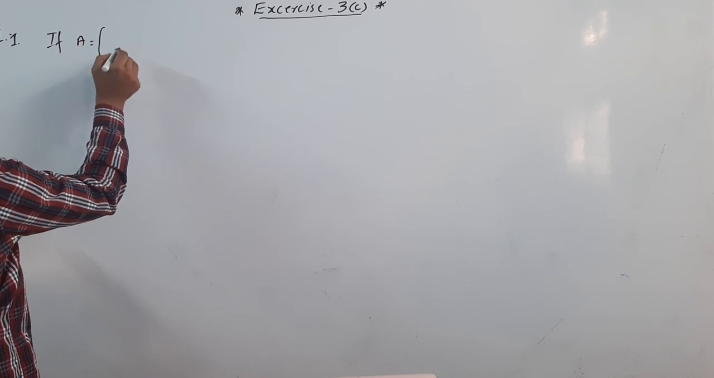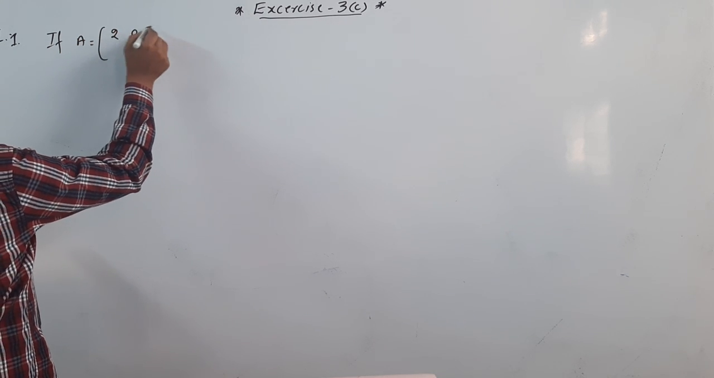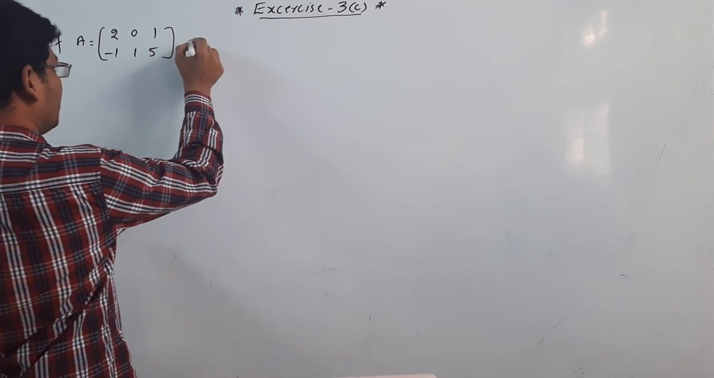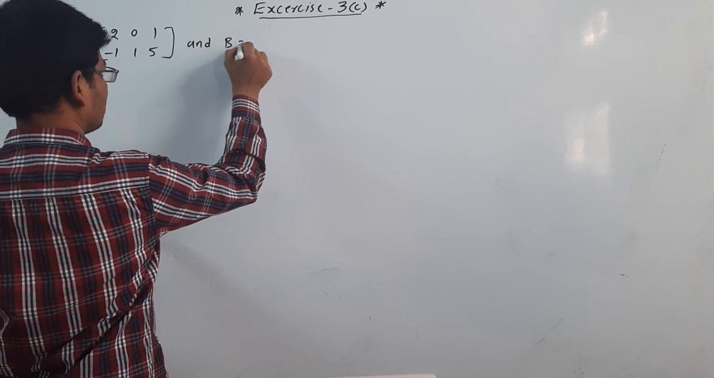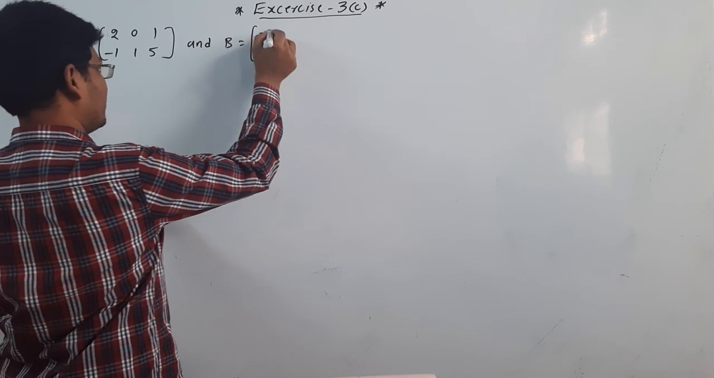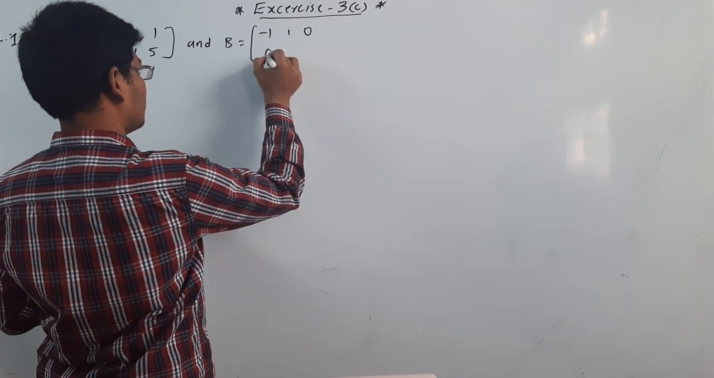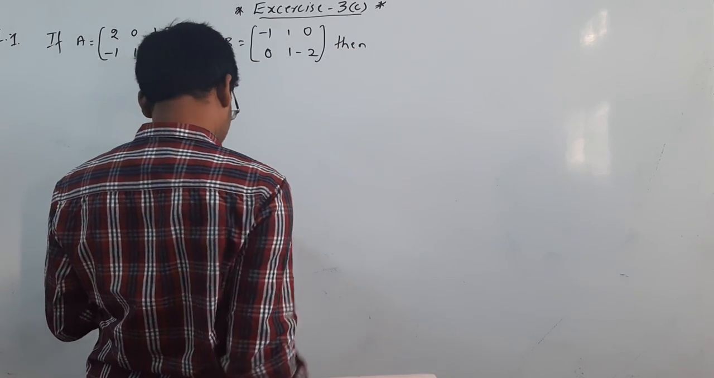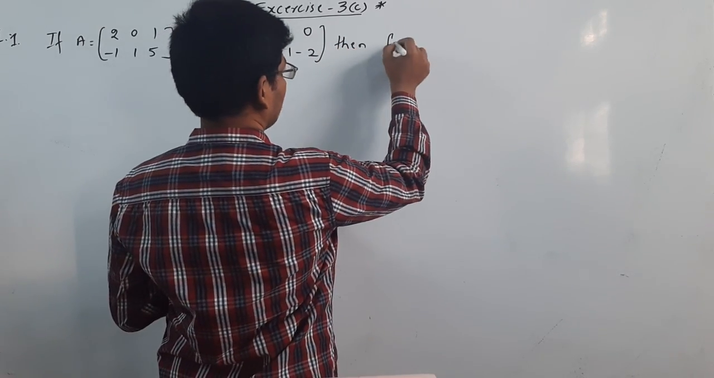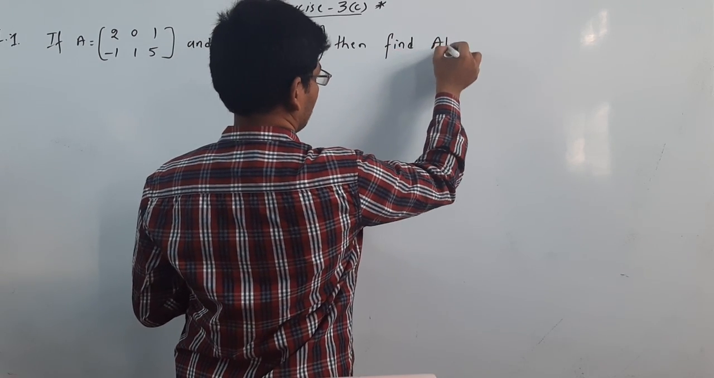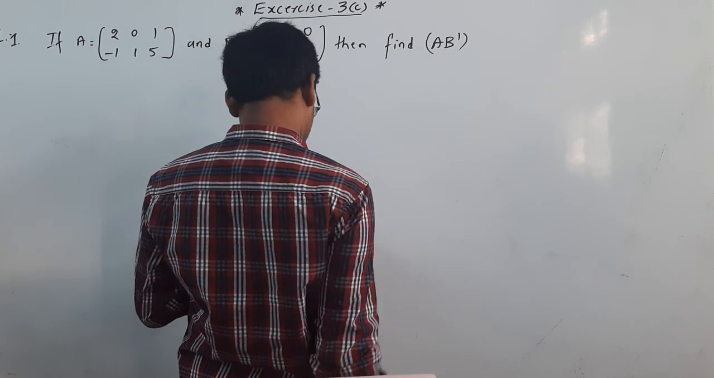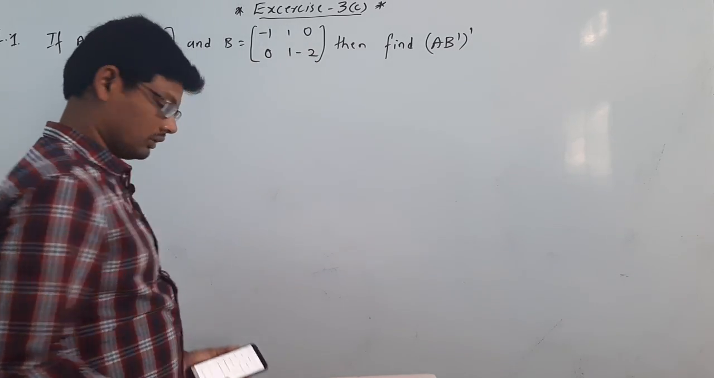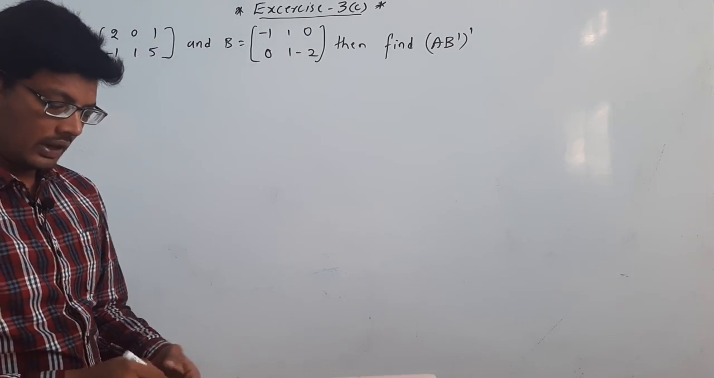A is equal to, he is given 2 0 1 and minus 1 1 5, and B is equal to minus 1 1 0 and 0 1 minus 2. Then he is asking to find (AB dash) whole dash. This is the first question here.